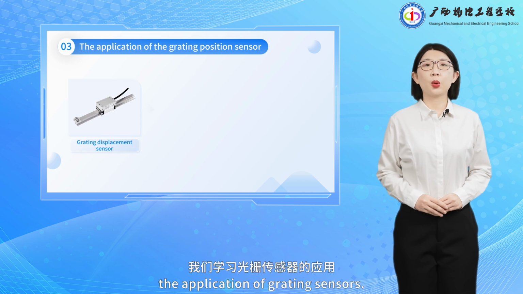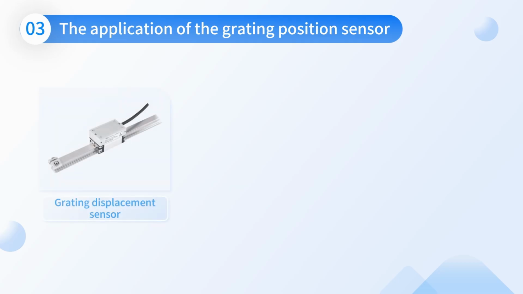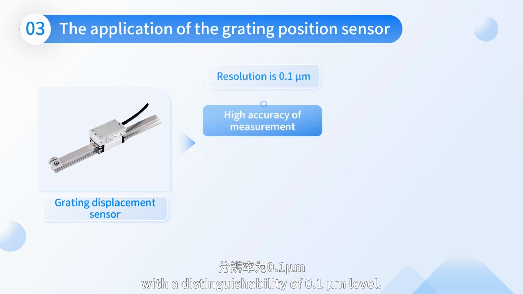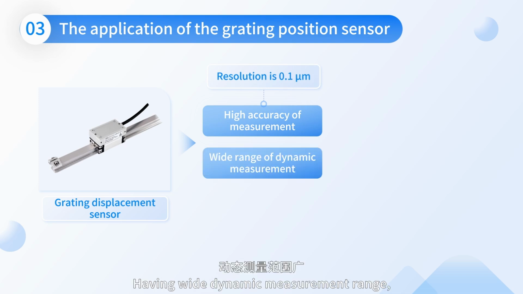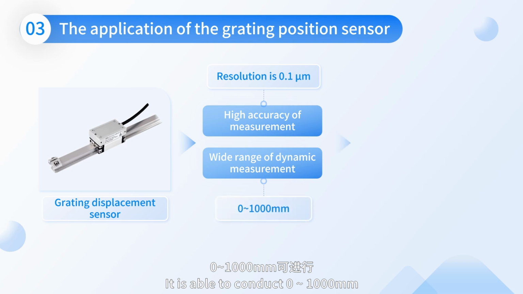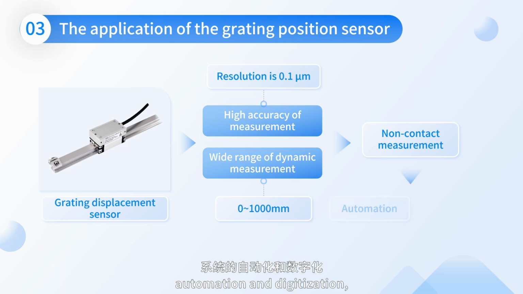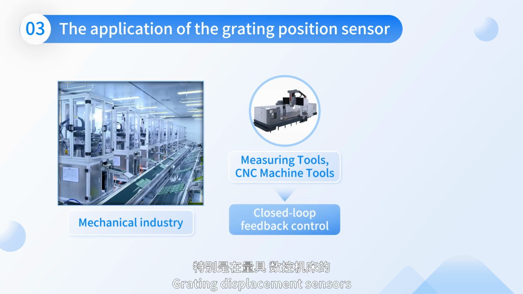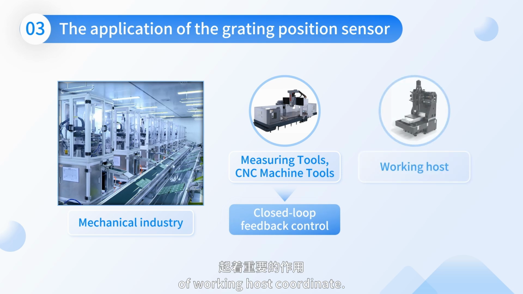Finally, let's study the application of grating sensors. The sensor has high measurement accuracy, 0.1 micrometer level of distinguishability, and a wide dynamic measurement range. It is able to conduct 0 to 1000 millimeter measurements without contact, and it is easy to achieve automation and digitization, so it has been widely used in the mechanical industry. Grating displacement sensors play an important role, especially in closed-loop feedback control of measuring tools and CNC machines, as well as in measurements of working host coordinates.